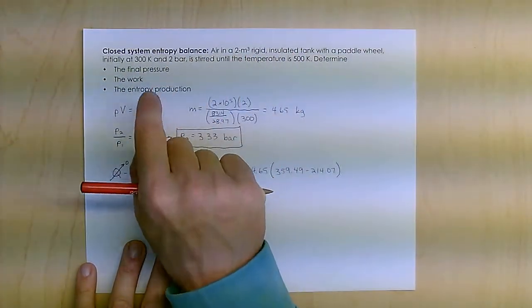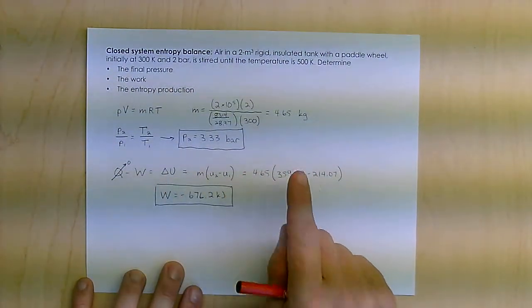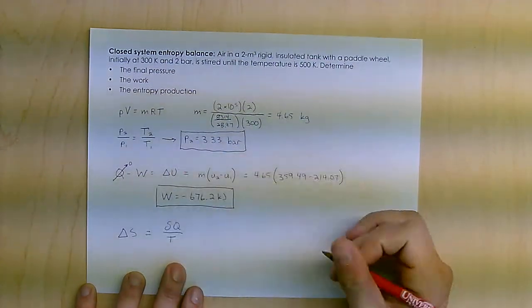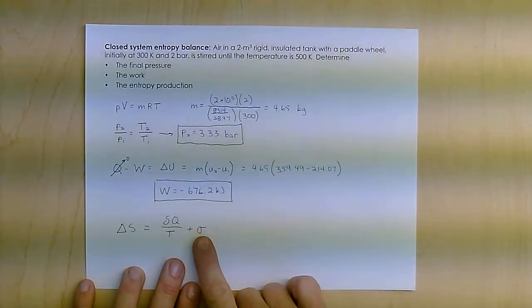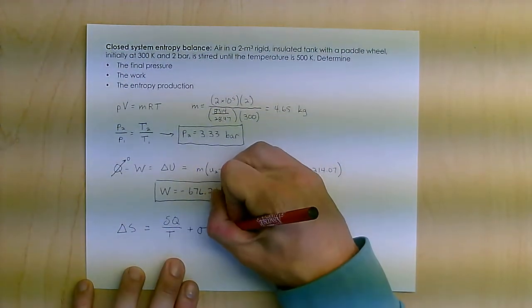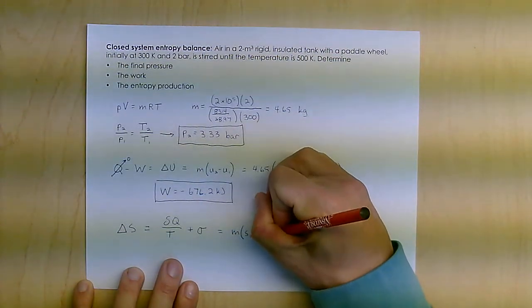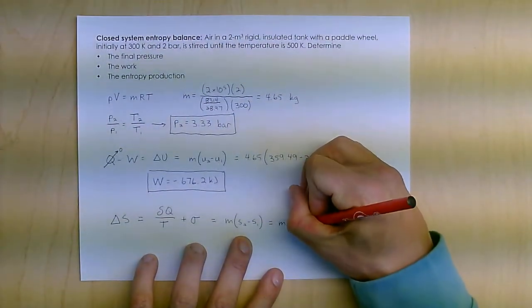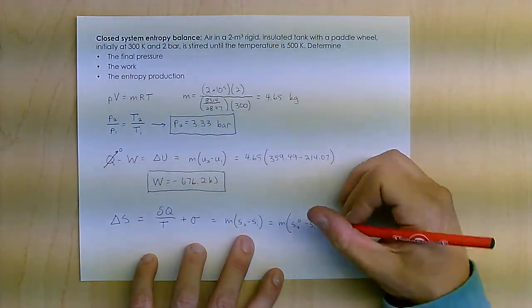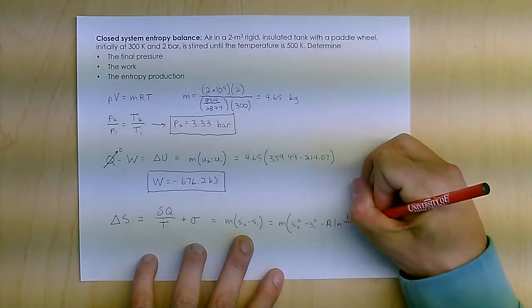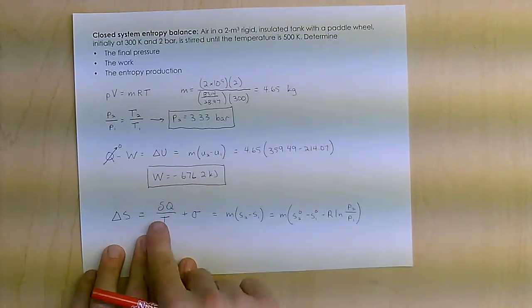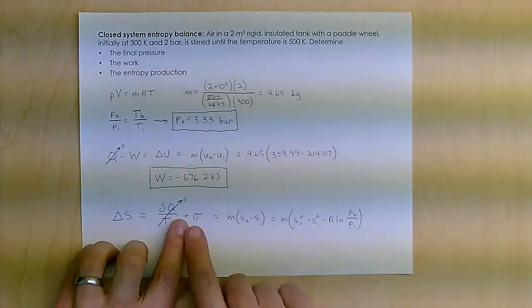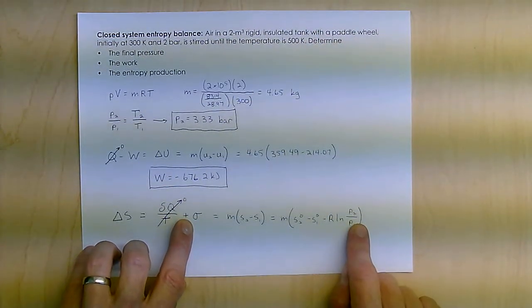Now, in order to find the entropy production, I'm going to use my second law equation, which is essentially delta S equals the integral of delta Q over T, plus the entropy production. Again, this is what I'm looking for. Delta S, of course, is just that mass times S2 minus S1. Remember, for air, this is the mass times S2 naught minus S1 naught, minus R times the natural log of P2 over P1. The other half of the equation goes to 0 because it's insulated and there is no heat transfer. So my entropy production equals all of this.